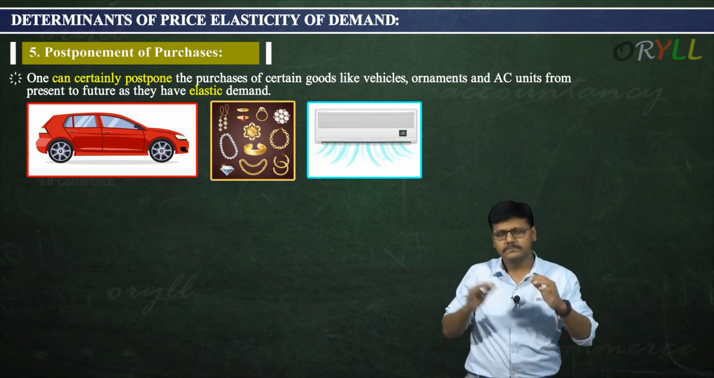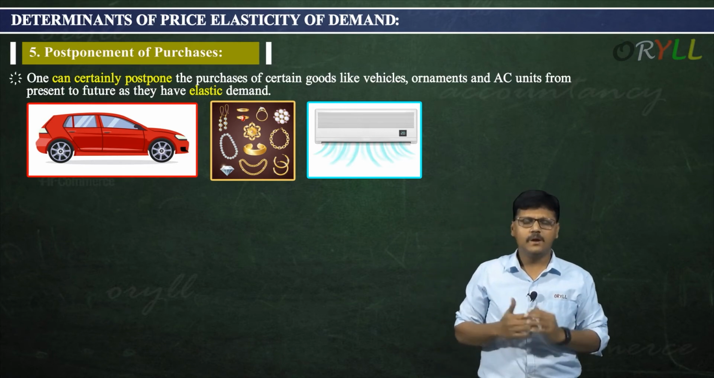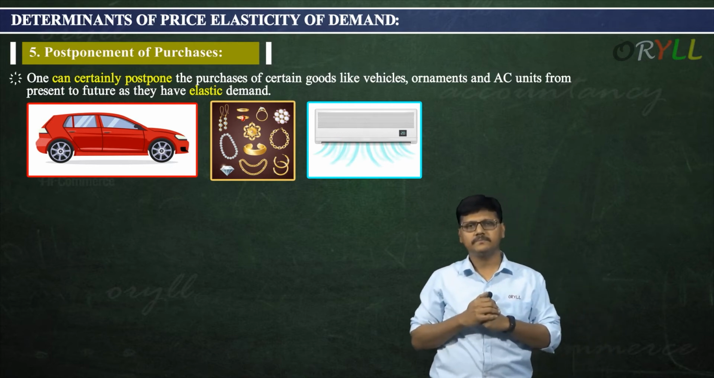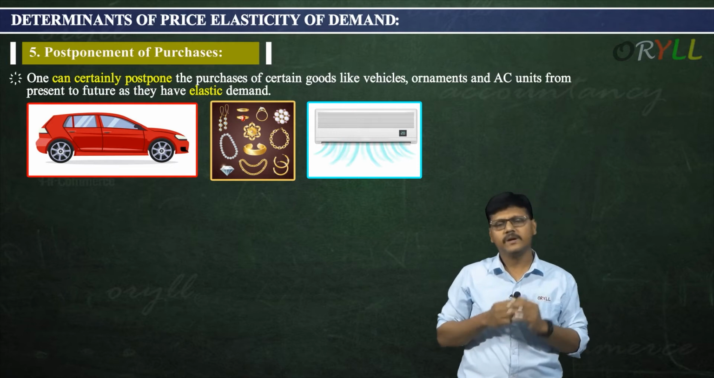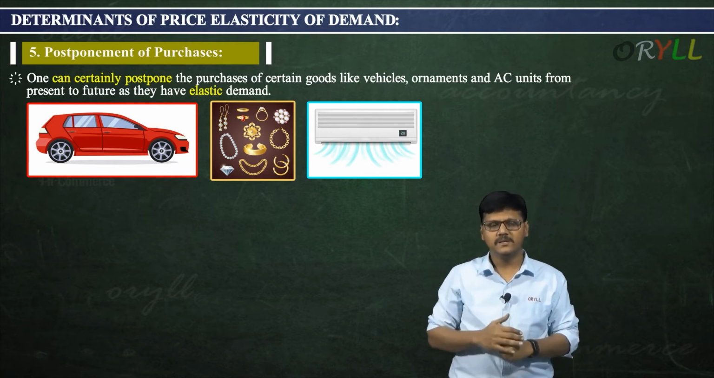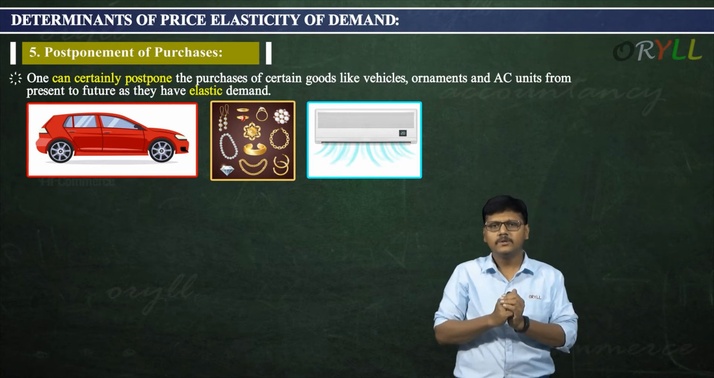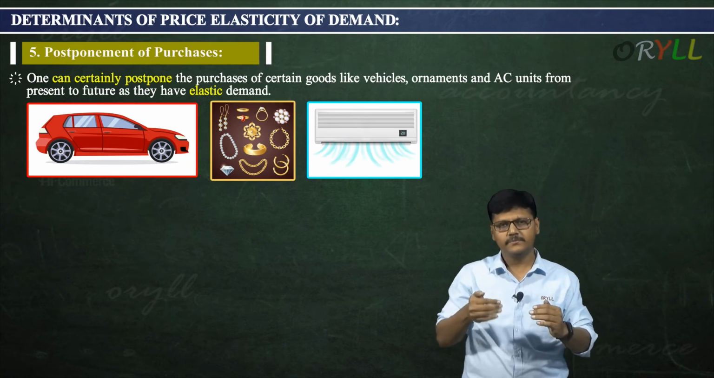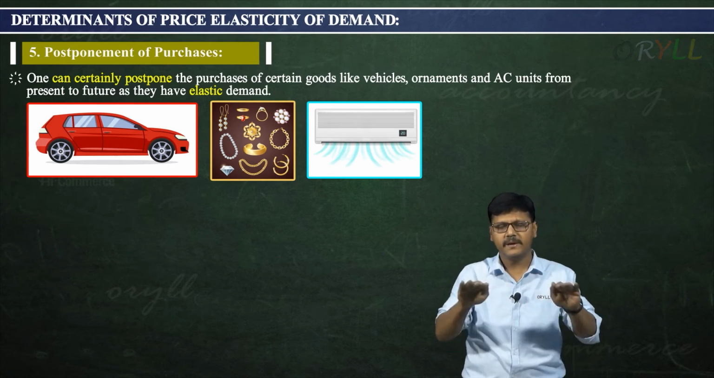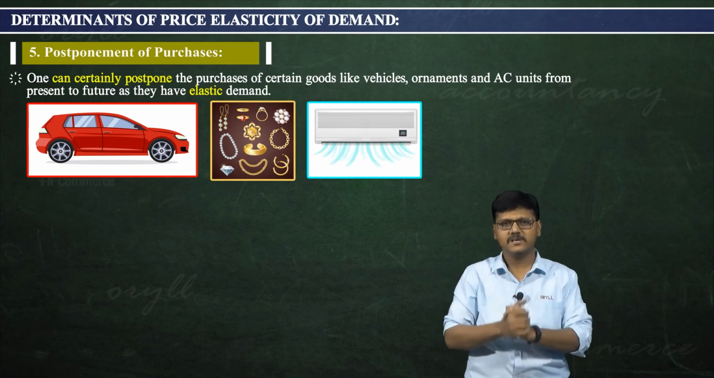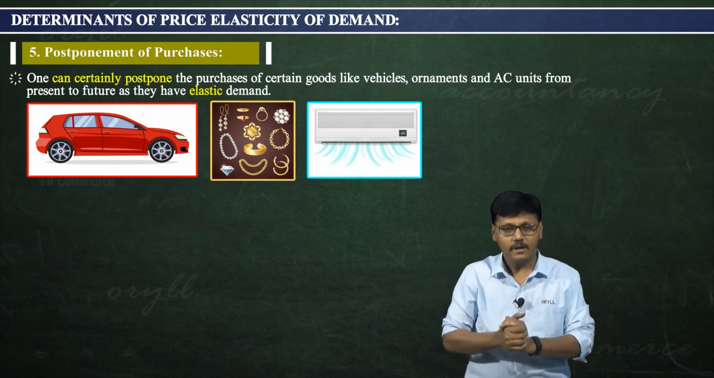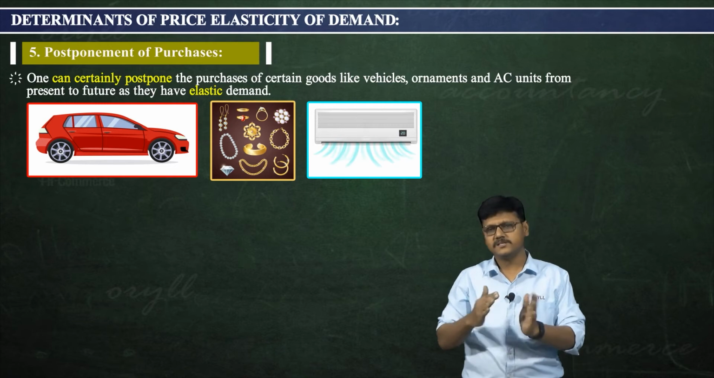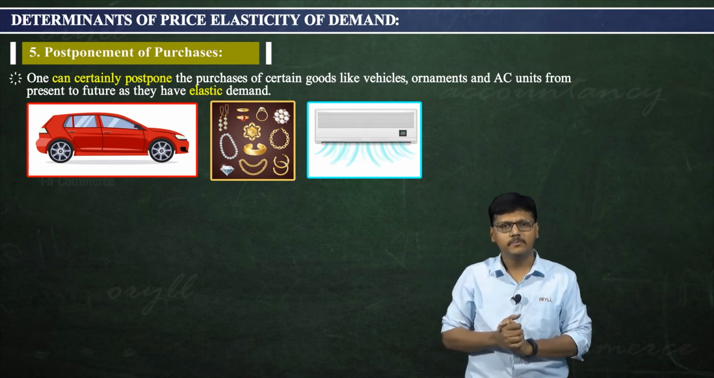For example, now I want to buy an AC. I am thinking whether I should buy it or not, because the price is not matching my budget, though I would like to buy it. Then I think, okay, next season I will buy the AC, because I have a little budget problem. So I will not buy it now. It means demand for AC will not come from my side. It means demand is elastic for this commodity, because I can postpone it. That's why it is elastic.